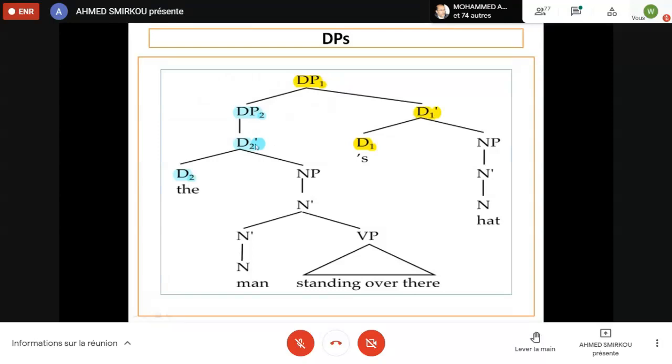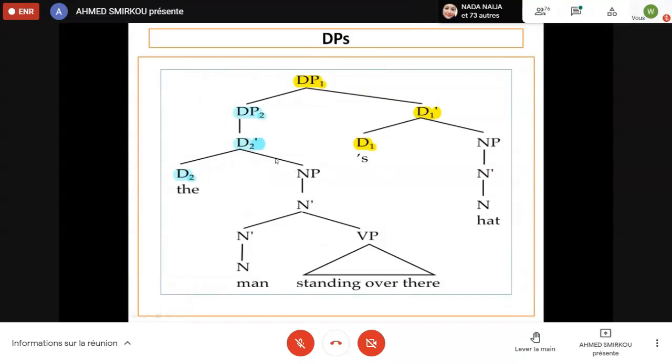Okay? Please remember, forget about the NP. You always start with DP. So DP, D bar, D zero bar, the NP. The same thing here. DP, D bar, D zero bar, the NP. Please remember that the NP is always sister to D zero bar, dominated by D bar.